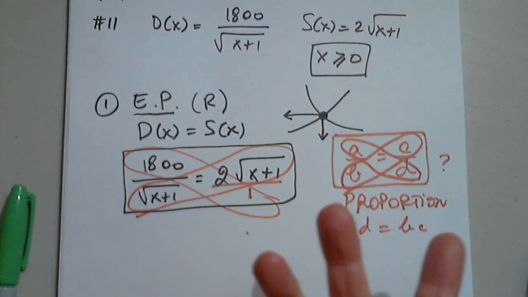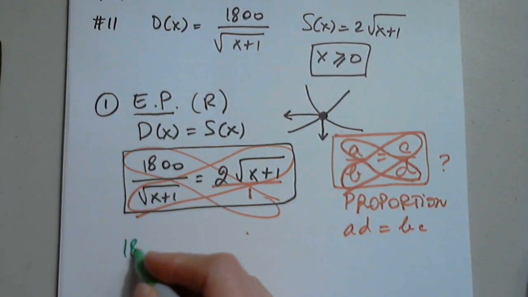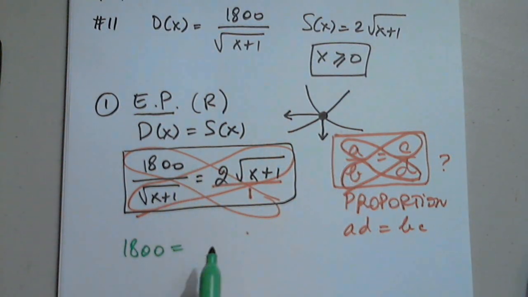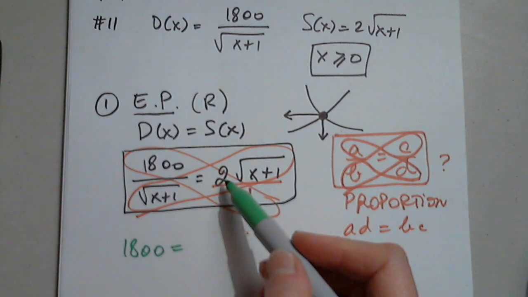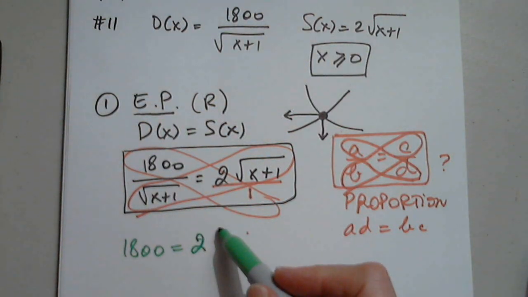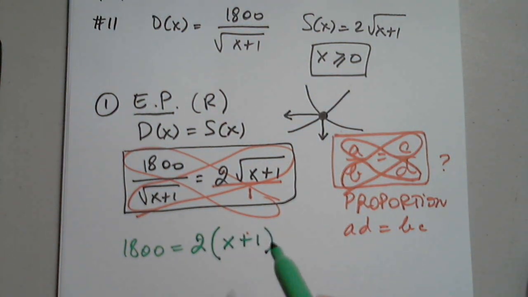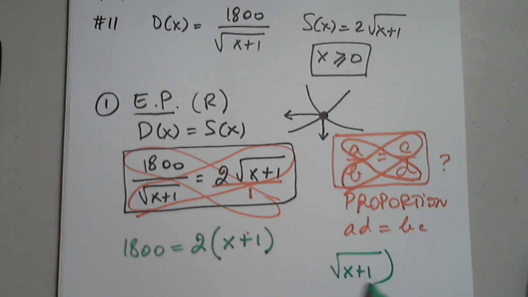And 1800 times 1 is 1800. 2 the square root of x plus 1 times the square root of x plus 1. What do we have on this side? Please suggest, what do we get on this side? Anyone, please? Is it 2 square root of x plus 1 squared? Correct. But that is exactly x plus 1. Perfect. Okay. The square root of x plus 1 squared is x plus 1.